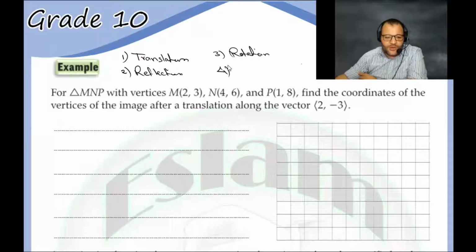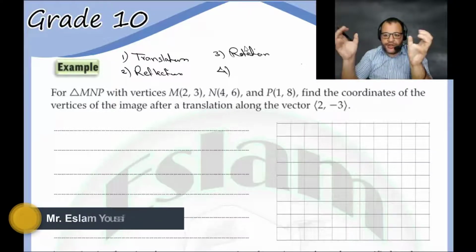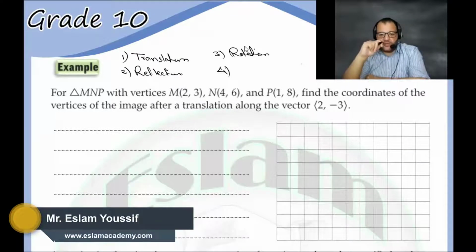By the way, in this lesson we only have three. Dilation is not in that lesson, but we'll just explain. The fourth one, dilation, is where we enlarge or reduce the shape. We didn't study that now.